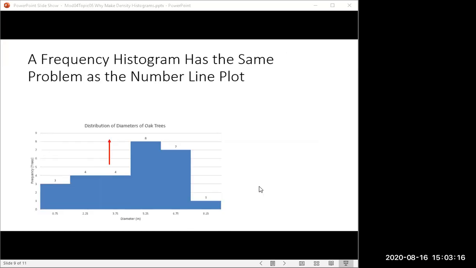Frequency histograms have the same problem as the number line plot. Sturgis's rule will make you add more classes, but the number of individuals in each class grows faster, so the thing just keeps getting taller.